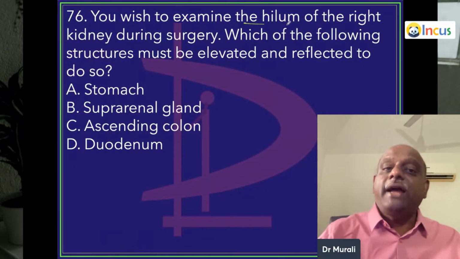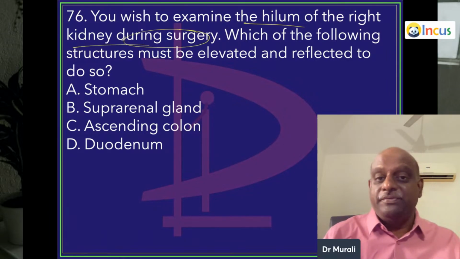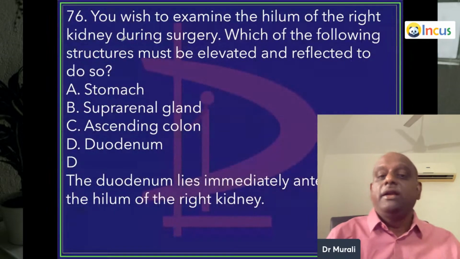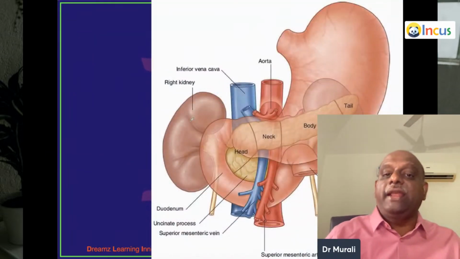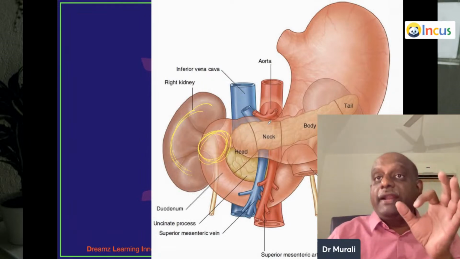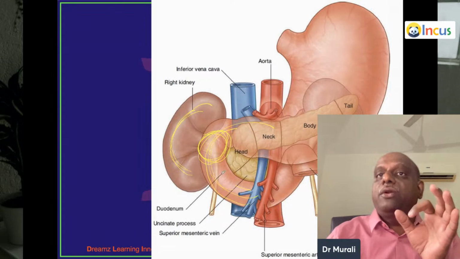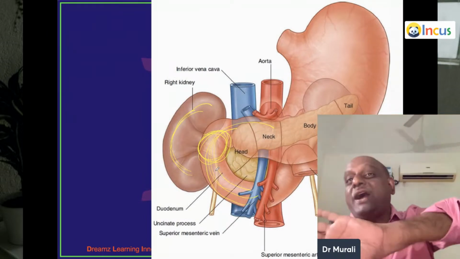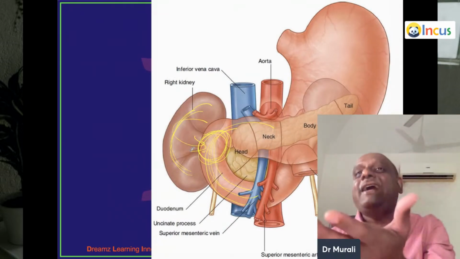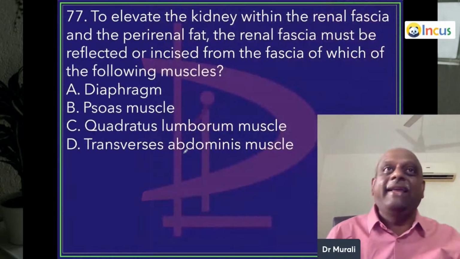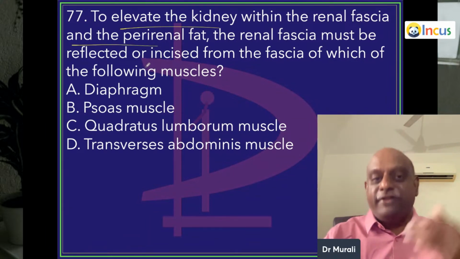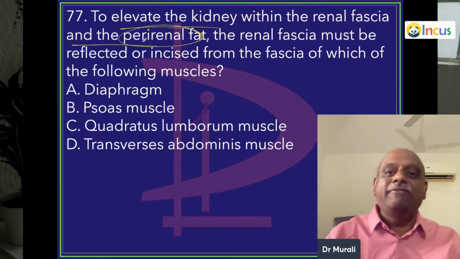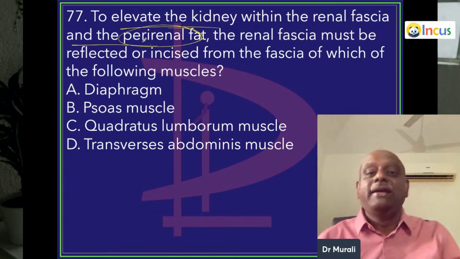You want to examine the hilum of the right kidney during surgery. Which structure do you need to elevate? The duodenum lies immediately anterior to the hilum of the right kidney. So this is the right kidney, and immediately anterior to its hilum you have the duodenum. Elevate the duodenum and beneath it you will find the hilum of the right kidney. Similarly, to elevate the kidney within the renal fascia and the perirenal fat, the renal fascia must be reflected.